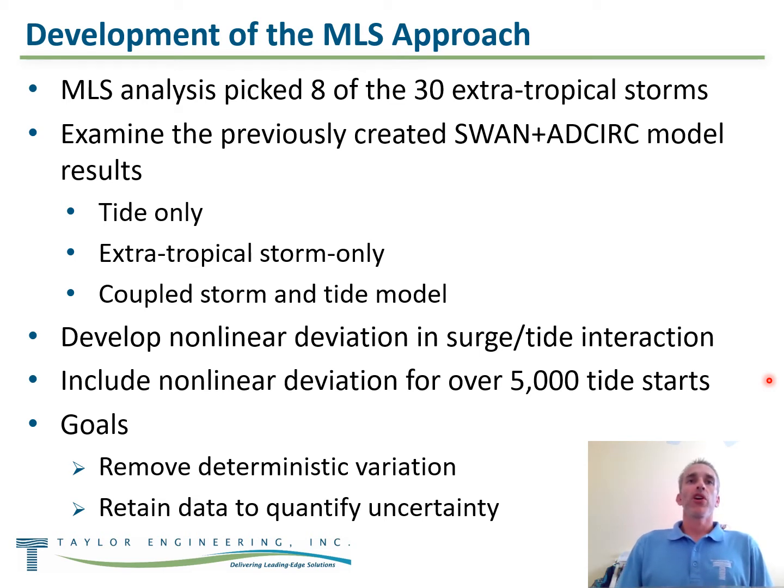And then what we are able to do then is to include that nonlinear deviation over thousands. In this case, we did over 5,000 tide starts to account for how that nonlinear deviation would influence the linear superposition water level if we started the tide at any number of times during the storm or vice versa, when that interaction was aligned in different ways. So the goals were to remove the deterministic variation in this nonlinear deviation, as well as being able to retain data to quantify the uncertainty for the unexplained variation within the analysis.